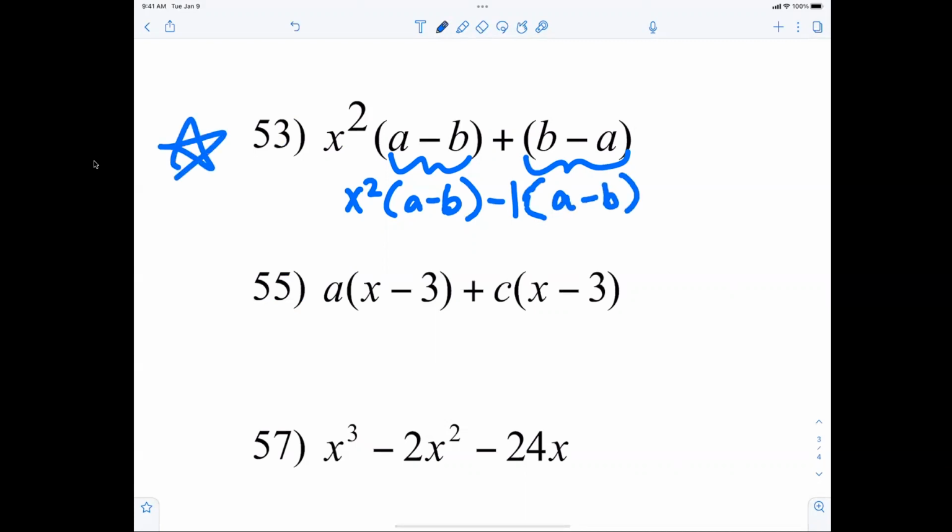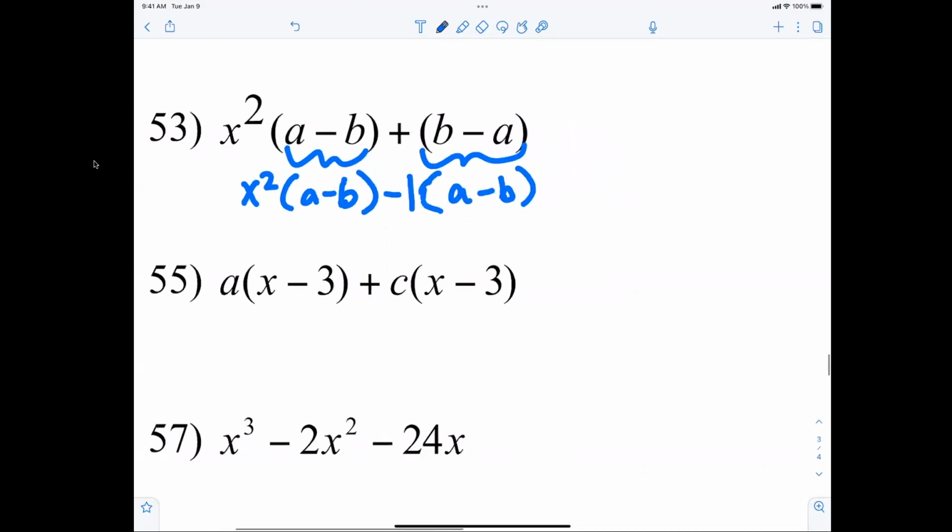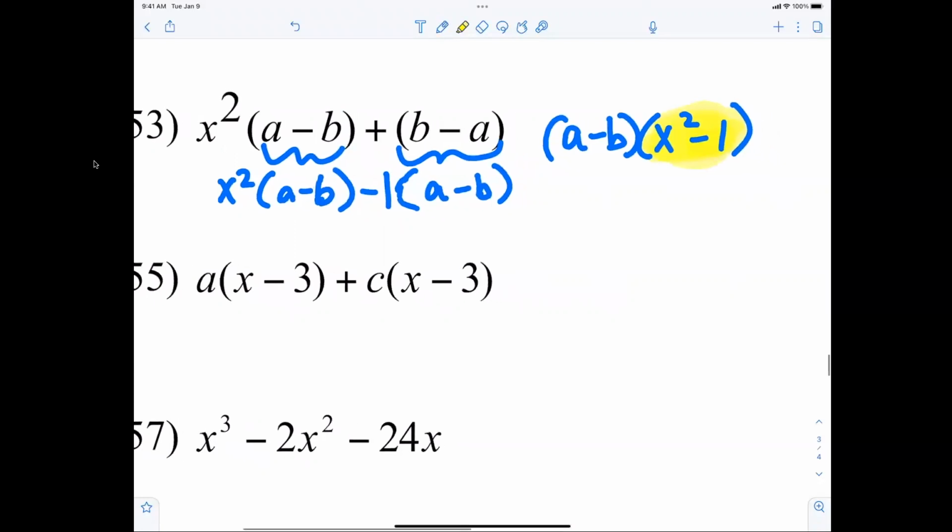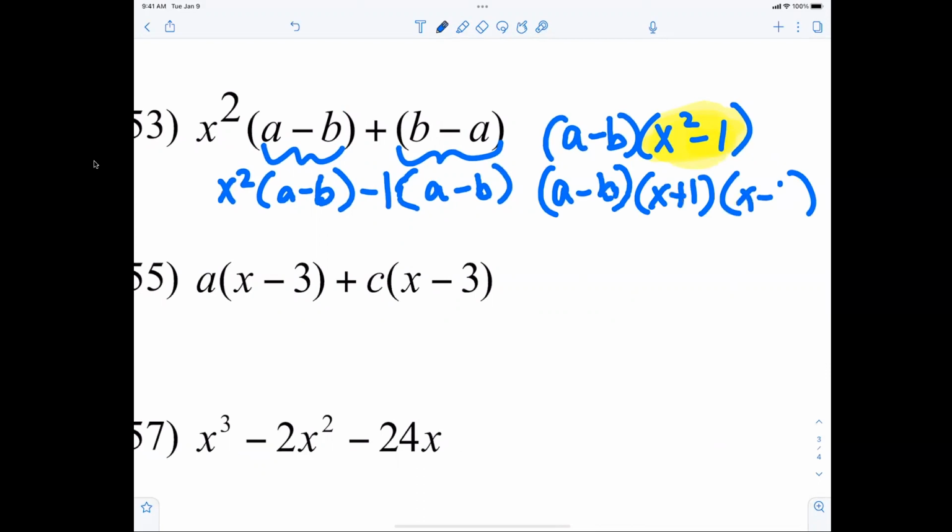All right, come on, look at 53. Now you can pull out a what? A minus b, and what am I left with? X squared minus 1. That is correct. But those of you who've been paying attention, we know what's true about x squared minus 1. Yeah, you can factor that. You always have to look. A minus b, and that factors to what? X plus 1 and x minus 1.